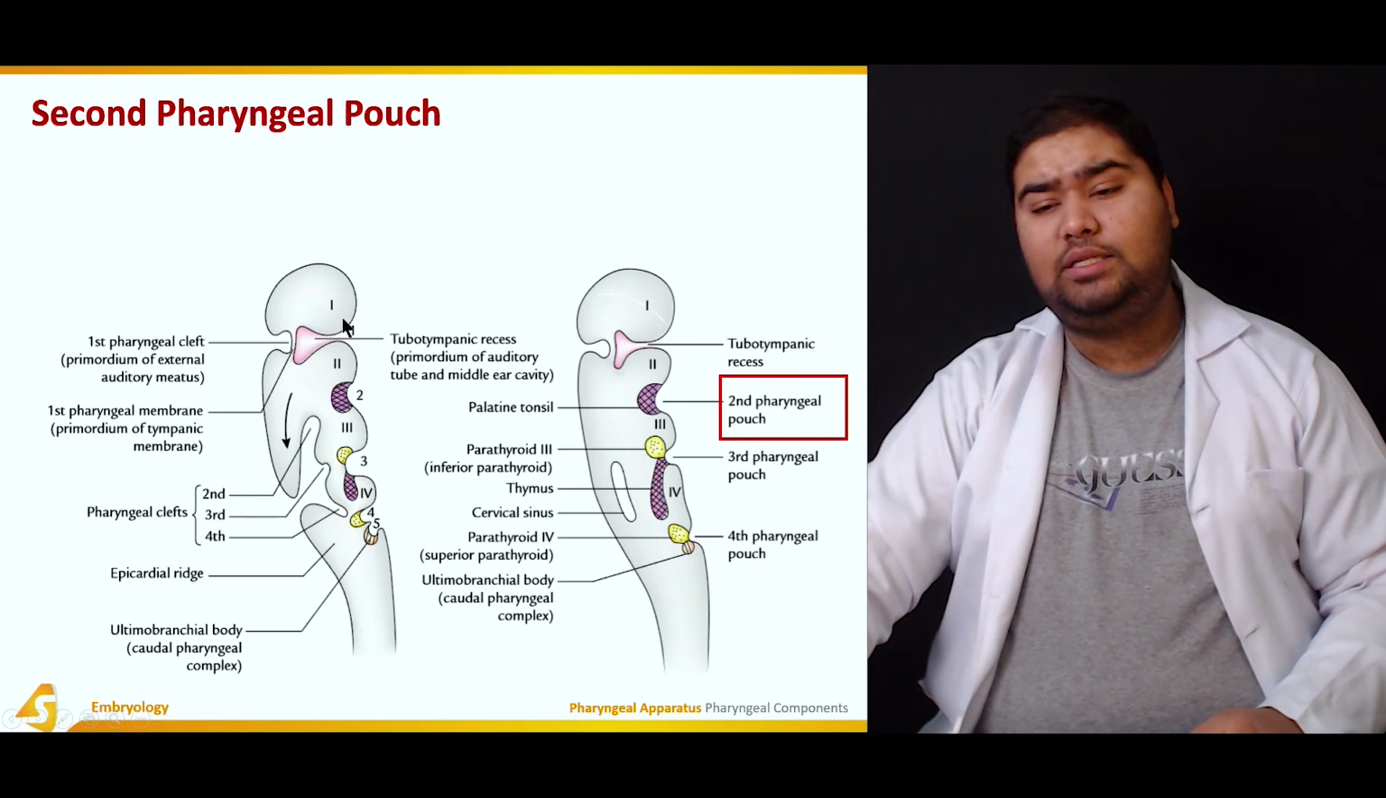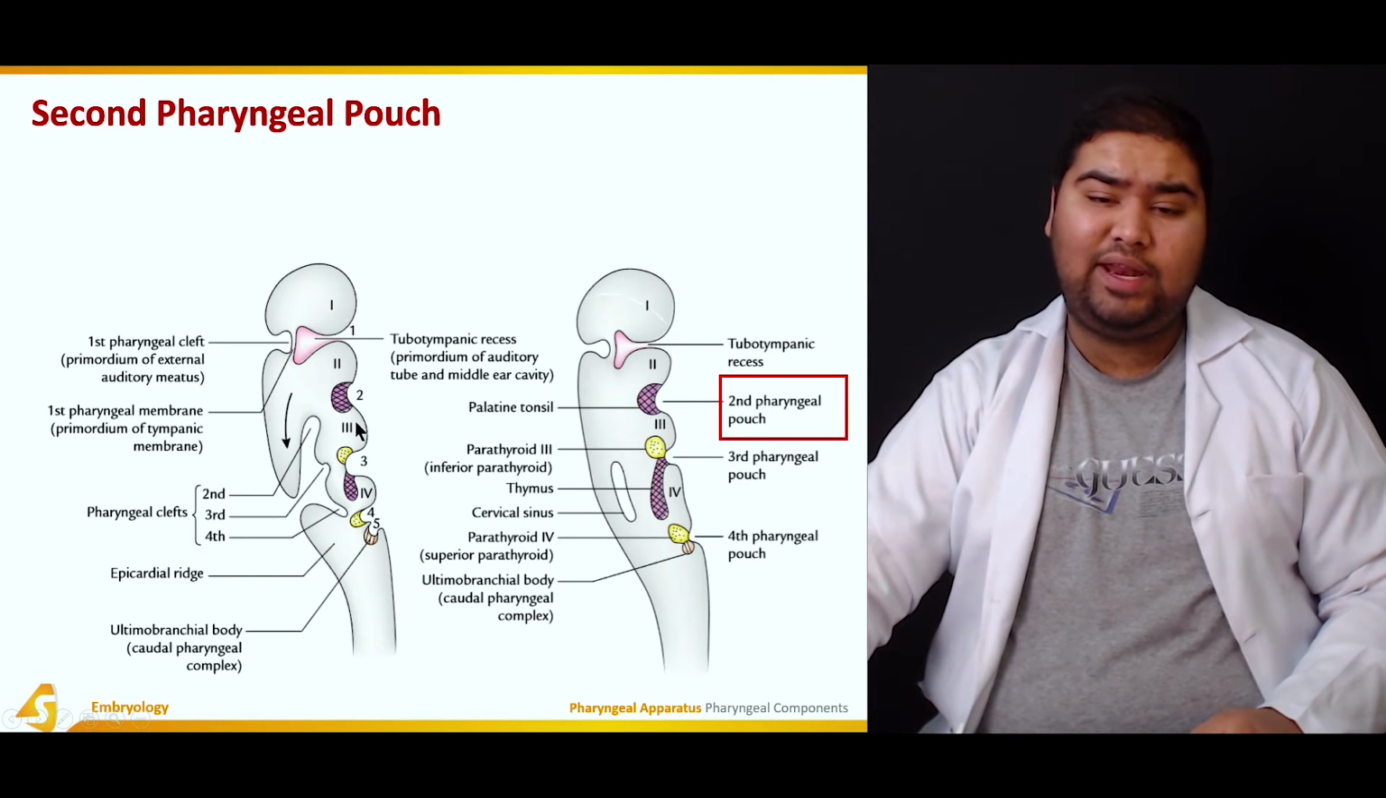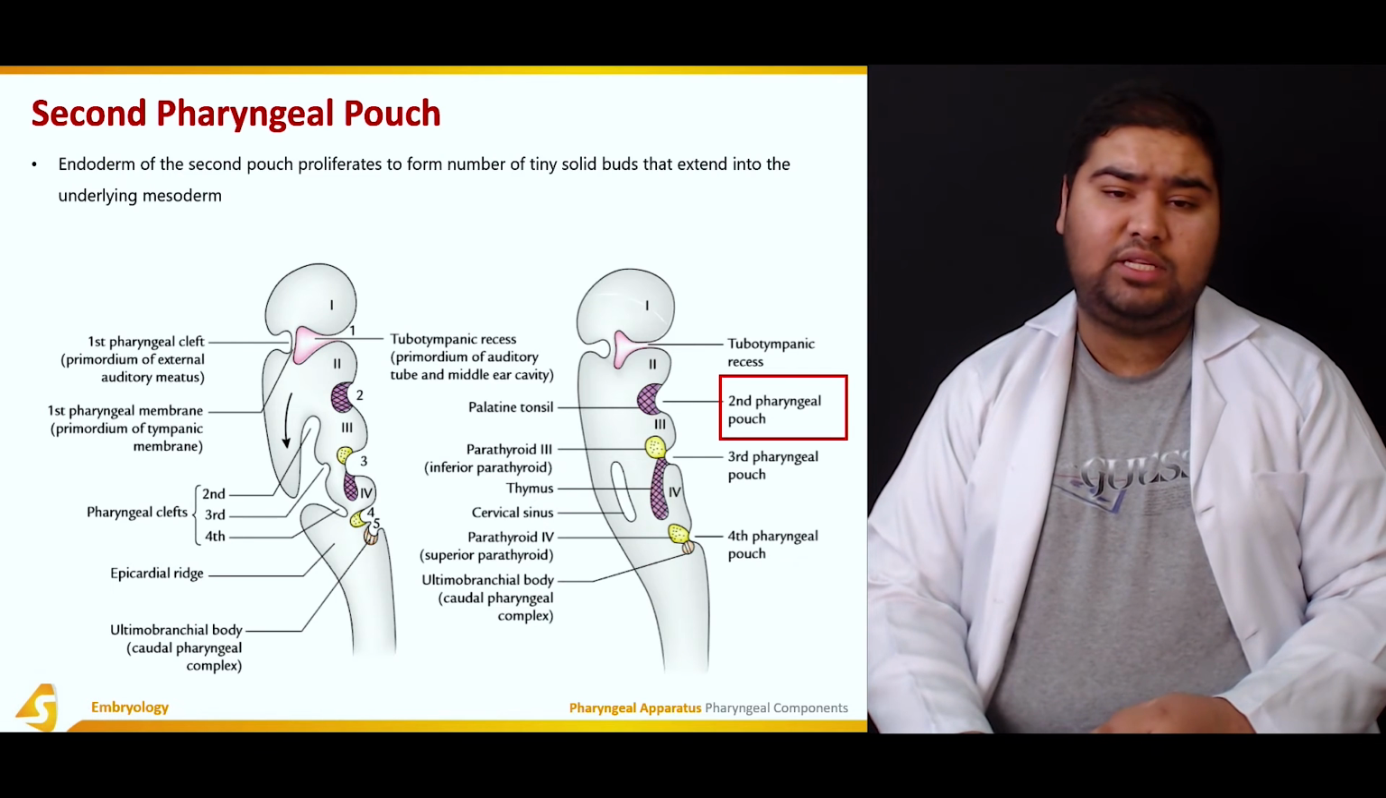Now the second pharyngeal pouch will actually arise between the second and the third pharyngeal arches. Let's see what are the adult derivatives of the second pharyngeal pouch.